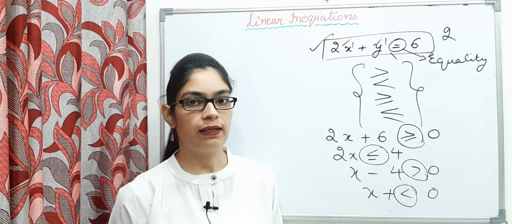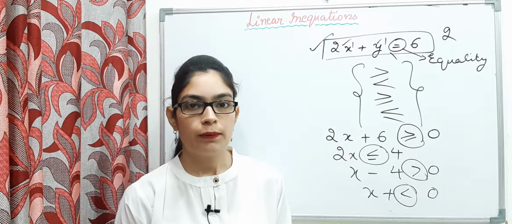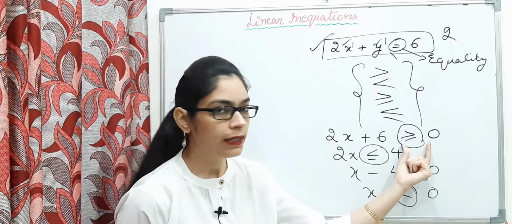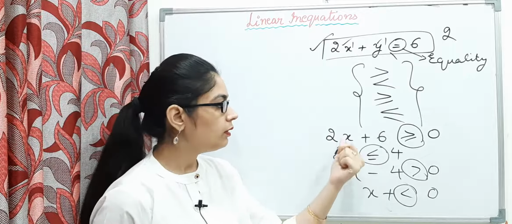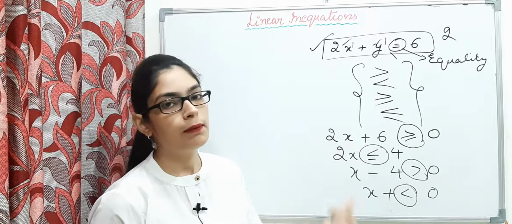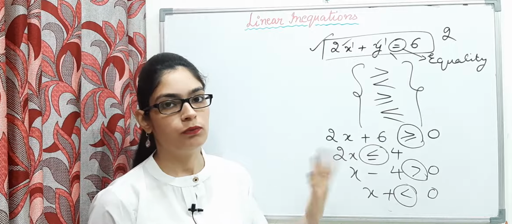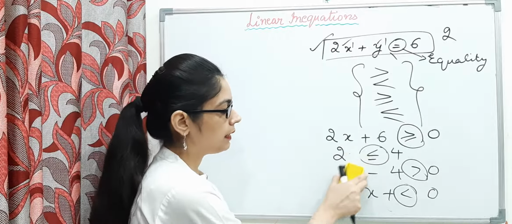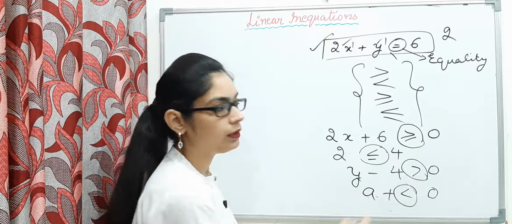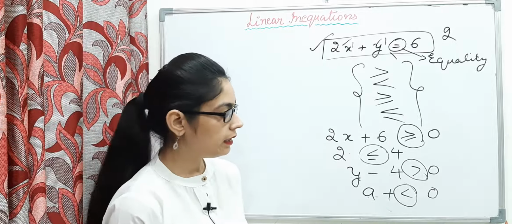So I'll repeat. A linear inequation is an expression in which the sign of inequality is there, and moreover we will deal with linear inequation in one variable. So only one variable will be there. Any variable can be there, x, y, z. It can be y also, it can be a also, but only one in one inequation.